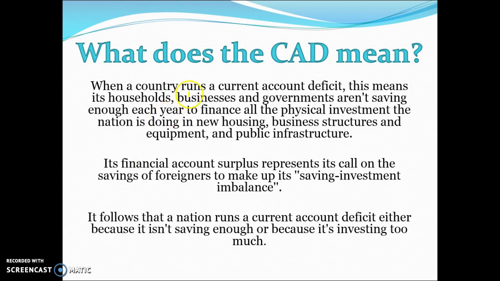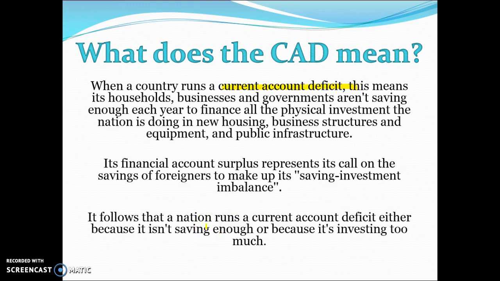So when a country runs a current account deficit, that means that in that given year, households, businesses and the government, so we're talking about private and government entities here, are not saving enough for their investment, and essentially the total level of spending in the economy is exceeding the total level of income. Countries that run current account deficits do so because they spend more than they earn.